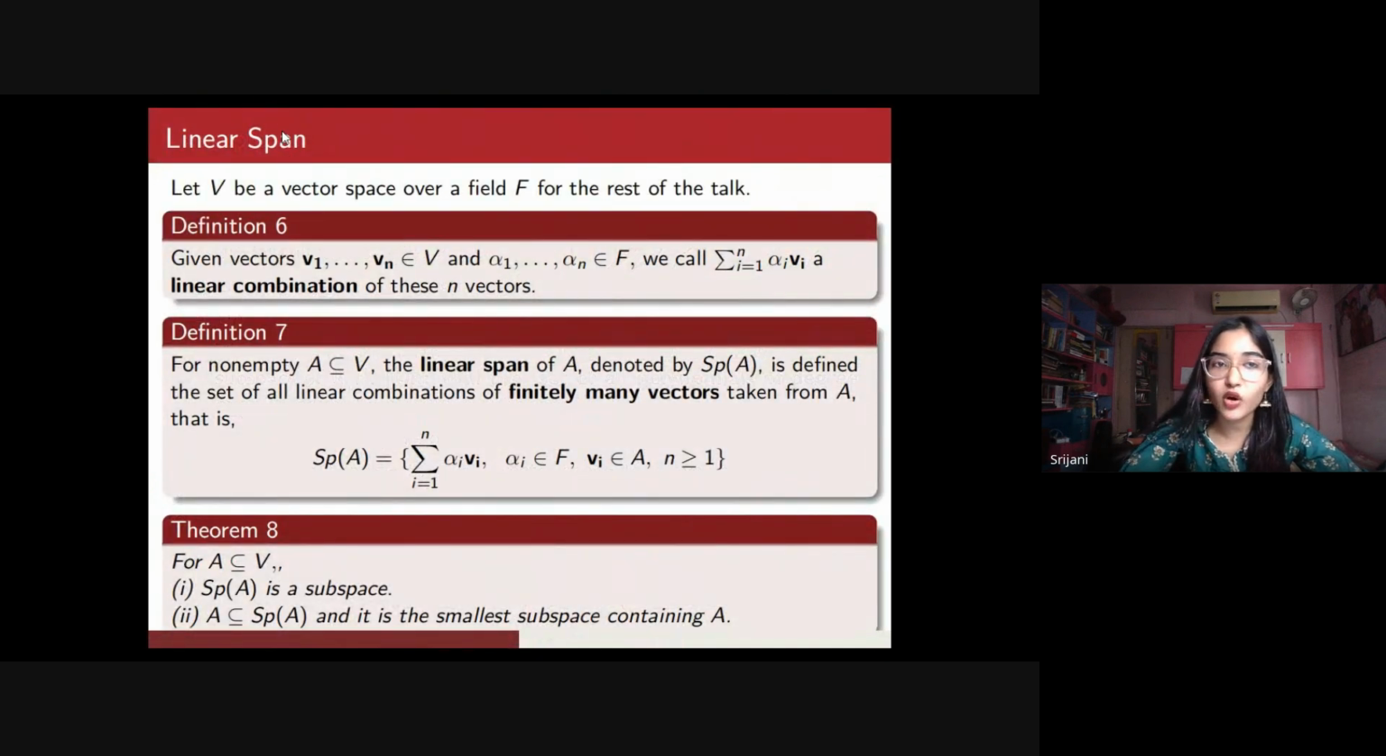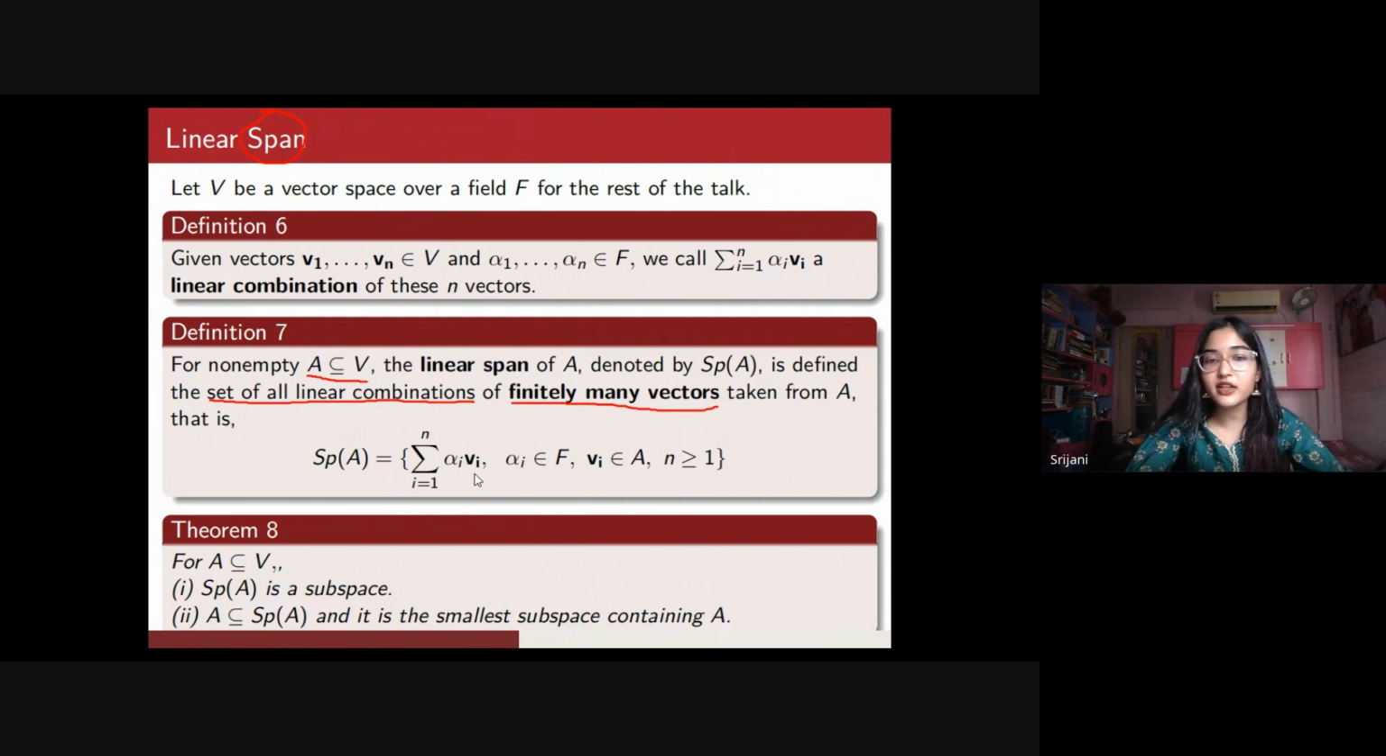So what do I mean by this span? First, I will formally define linear combination. It is just the summation of alpha_i v_i, where alpha_i belongs to F and v_i belongs to V. We already know what a linear combination is. Now, what is linear span? For any non-empty subset, mind you, this is not a subspace, any subset A, in R2 we took the example of two non-collinear vectors V1 and V2 like this, the linear span of that subset is defined as the set of all the linear combinations of finitely many vectors taken from that.